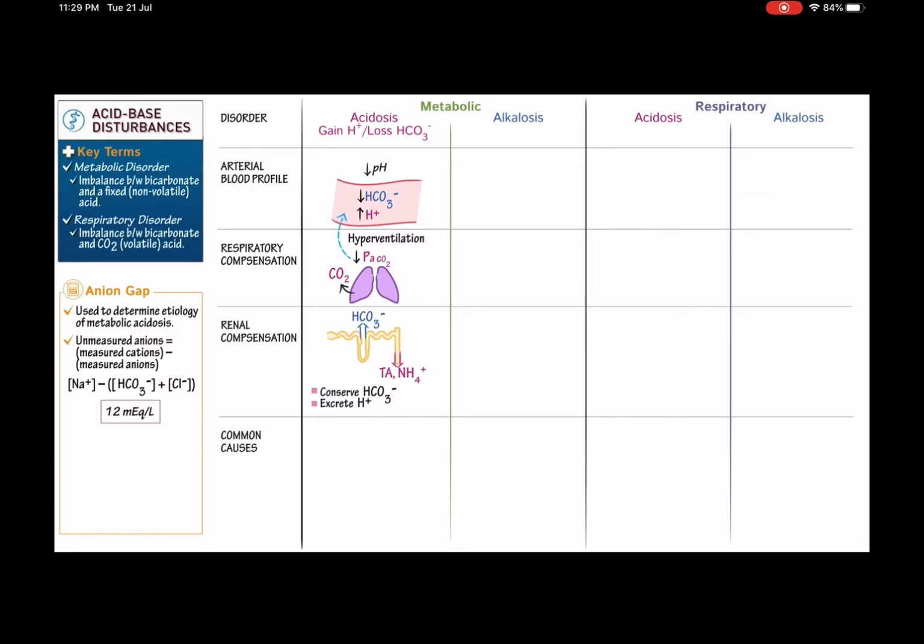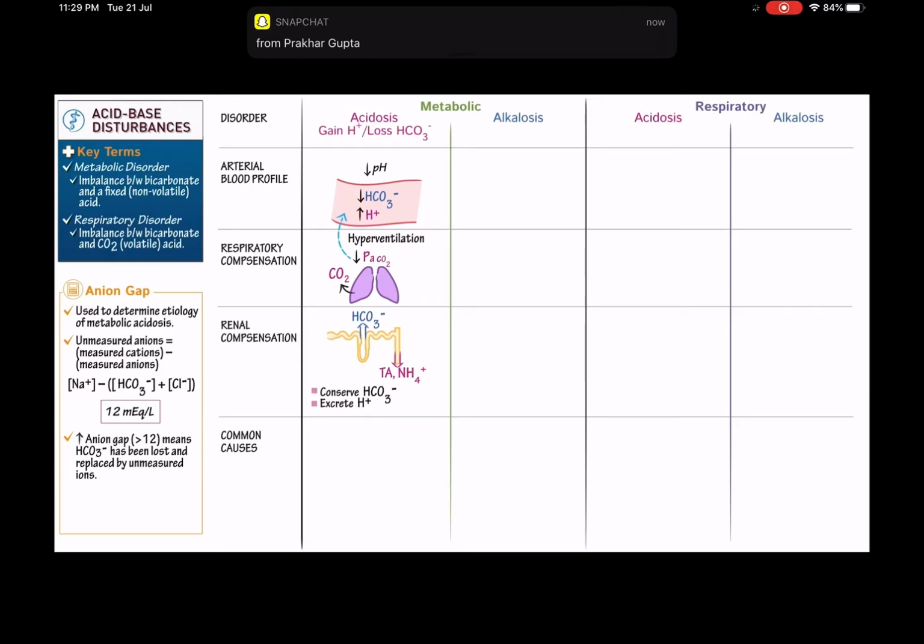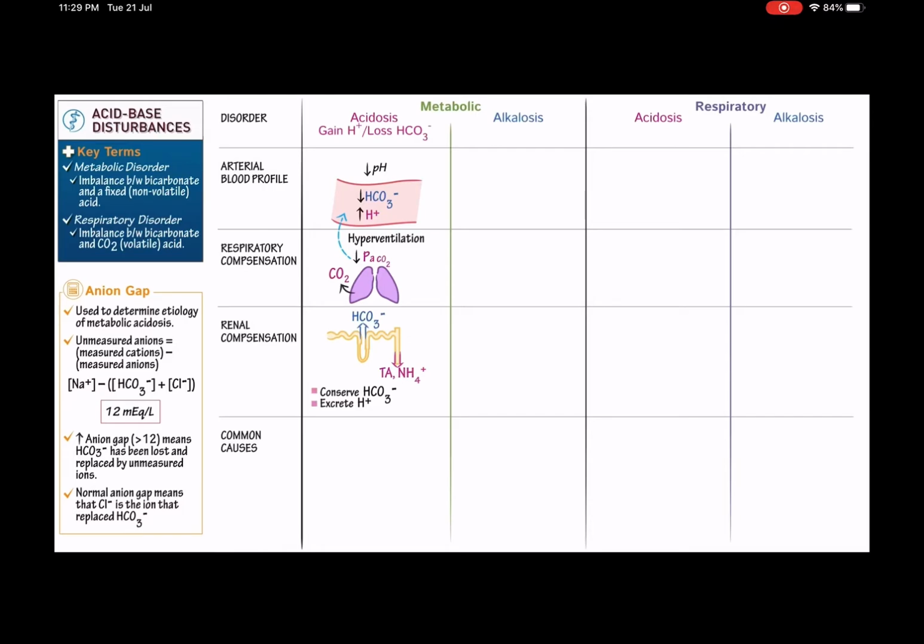A normal average anion gap value is 12 milliequivalents per liter. A typical range is 8 to 16. Thus, an increased anion gap acidosis indicates that bicarbonate, a measured anion, has been lost and replaced by the unmeasured ions. And a normal gap acidosis indicates that chloride is the ion that replaced the lost bicarbonate, which makes sense given that it's the other measured anion in the anion gap equation.